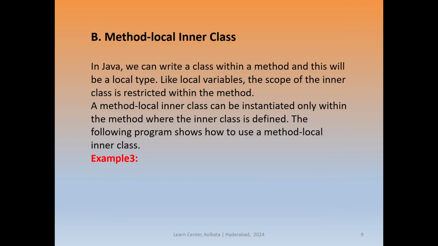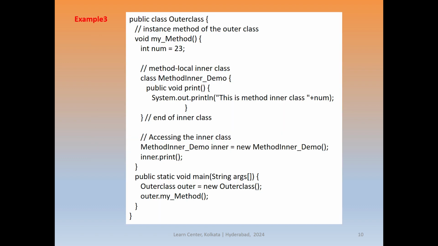Method local inner class. In Java, we can write a class within a method, and this will be a local type. Like a local variable, the scope of the inner class is restricted within the method. A method local inner class can be instantiated only within the method where the inner class is defined. The following program shows how to use a method local inner class, showing you one example.